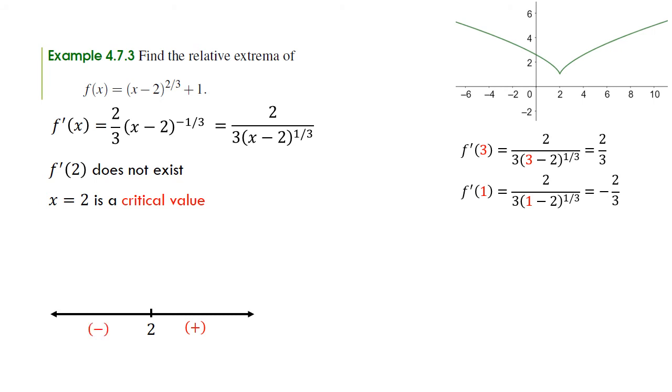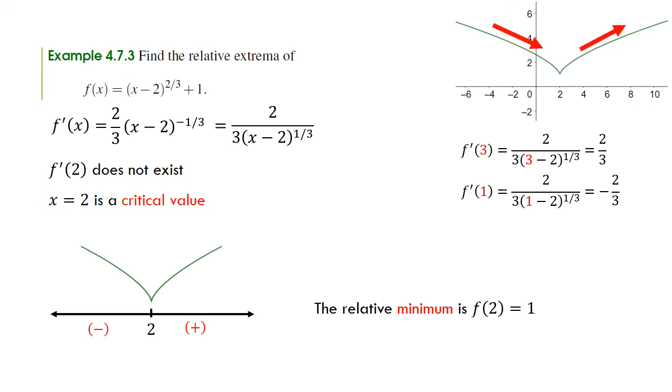The slope is negative on the left and positive on the right. So the function is decreasing on the left and increasing on the right. But in this case f prime of 2 does not exist, so it has a corner at this point. Then the graph is decreasing and increasing like this. So the relative minimum is f of 2 equals 1. Look at the graph of this function, the graph is decreasing on the left and increasing on the right. And at x equals 2, the graph has a corner.